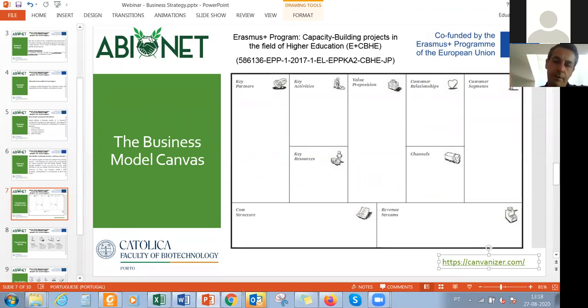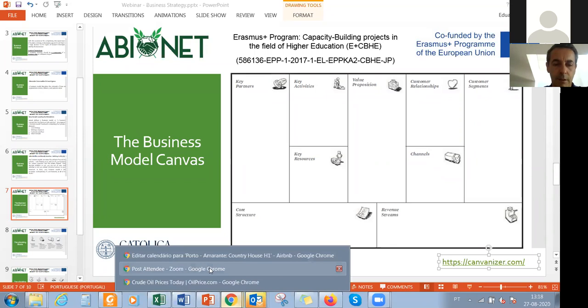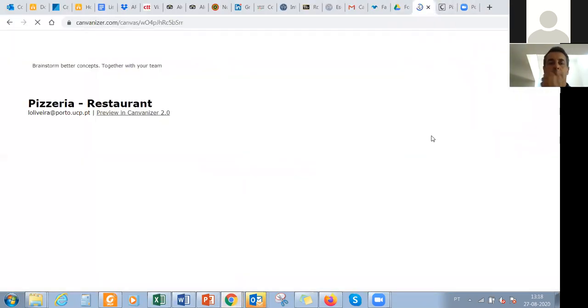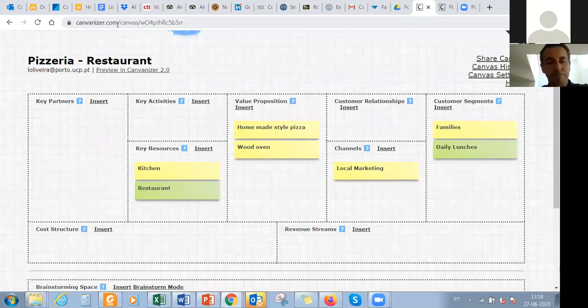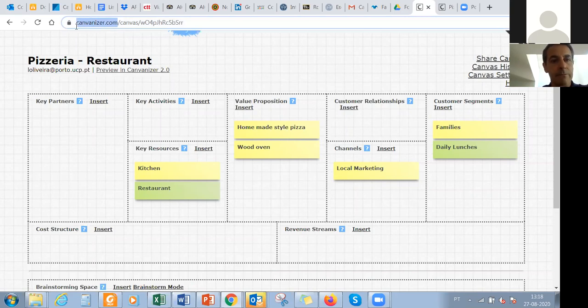So we have a methodology that is a framework for organizing the thinking about the business strategy for a business, an existing business or a new business. It could be used for existing businesses, and it could be used for new businesses. So let me change to the tool, this Canvanizer, the name of the tool that exists on the internet, and we can access it for free. So it's called Canvanizer.